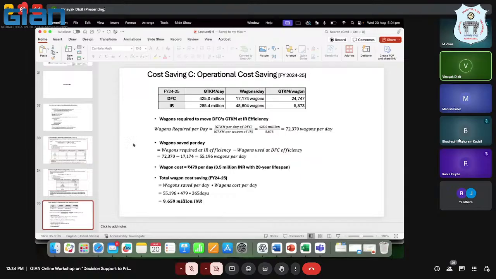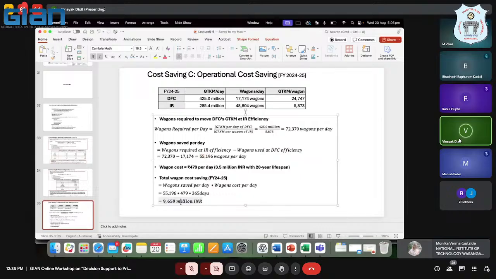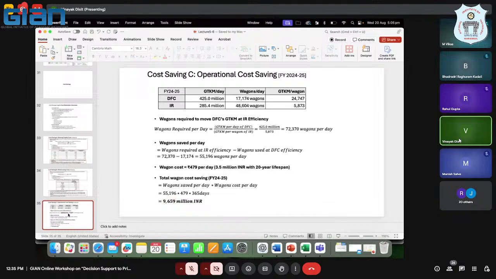So what you can actually do is, because you have so many GTKM per day, this is the number of wagons, but for the same amount, how many wagons would we need? Based on that, you can say that the wagons saved is around 55,000 wagons per day, which is roughly around 9,659 million INR, which is almost equal to 1,000 crores.